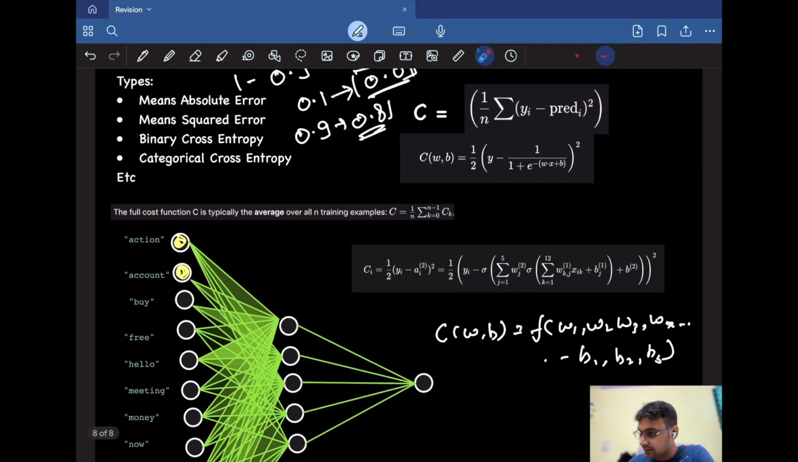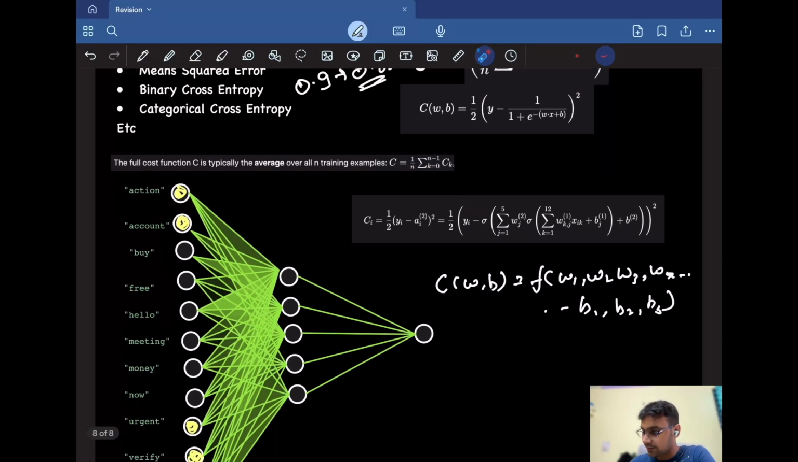This is how it is represented, and this is eventually a function of weights and biases. It is dependent on weights and biases, and our goal is to reduce this cost function. During the whole training part, the goal will be to reduce this cost function to its minima. The minima is zero, where we won't have any error in the model. The model is predicting absolutely correctly whatever input we are feeding into it. That is the goal.